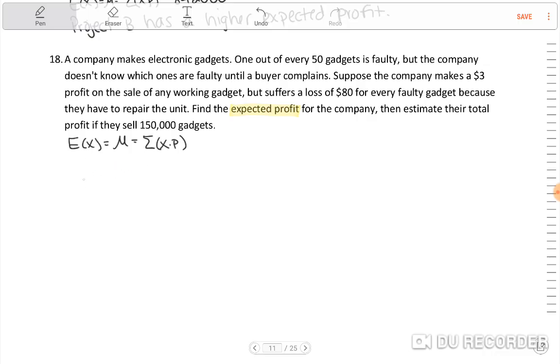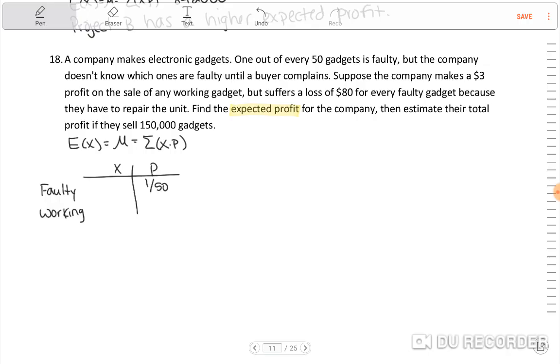Let me put here X and P. All right. So we have two categories, right? We have faulty and working. All right. And so it says 1 out of every 50 gadgets is faulty. So 1 out of 50.